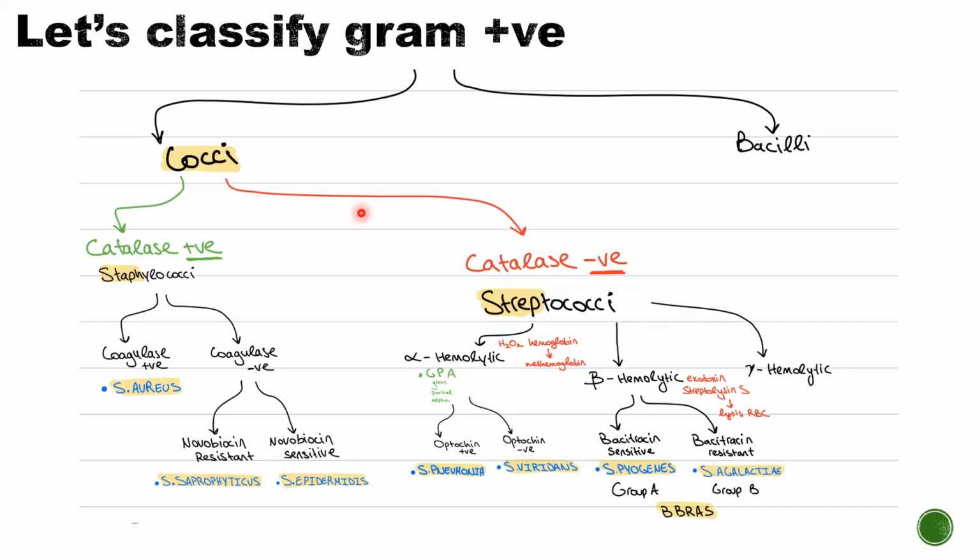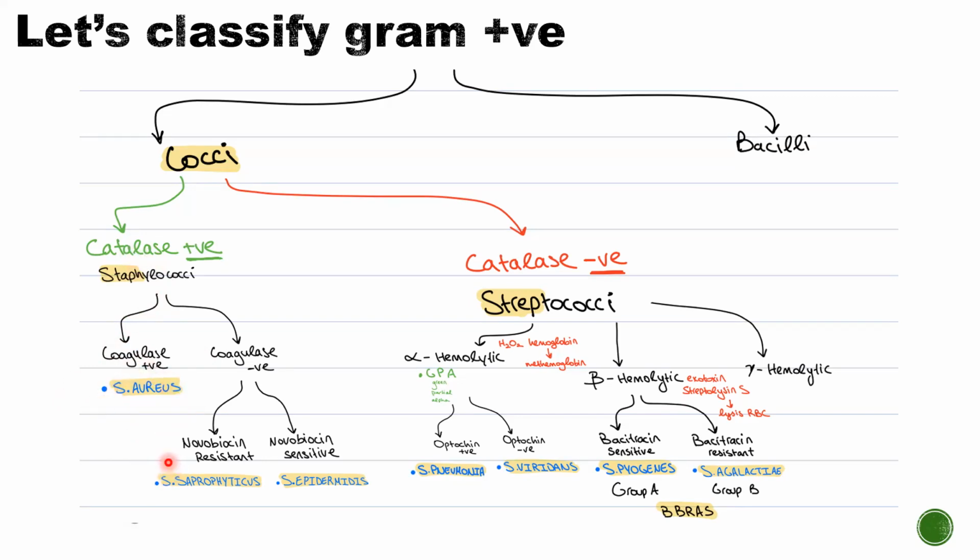Okay, so again, go back to the notes. We said that it's catalase positive, so we're dealing with staph. How do we classify staph further? Depending on if it's coagulase positive or coagulase negative. If it's coagulase positive, it means we're dealing with staph aureus. This is very, very important. Almost in every past question, past paper, you'll see a question that goes like, we're dealing with a catalase positive and coagulase positive organism. Which of the following is it? Staph aureus, because it's the only one that has catalase and coagulase together.